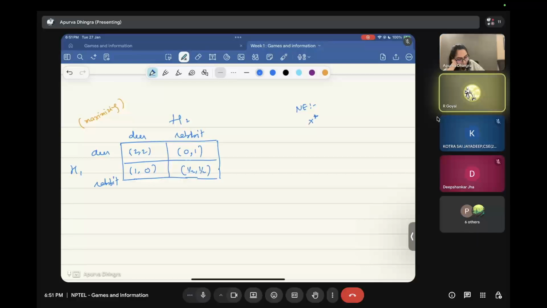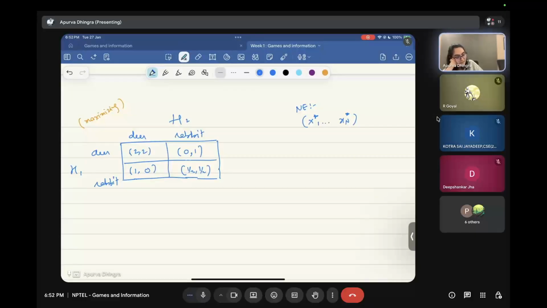Deer, deer seems to be the equilibrium. Is that the only one? It could also be half, half, like rabbit, rabbit. So the inequality that you'd be using, since it's a maximization problem, is going to be the opposite one from the actual definition.